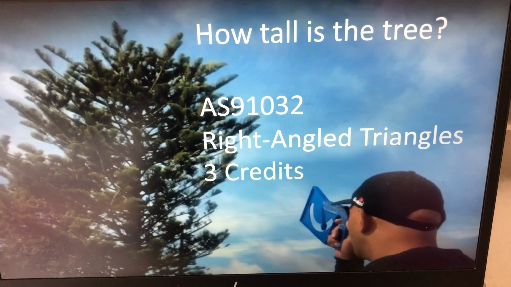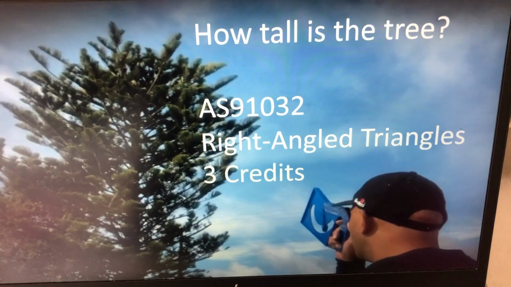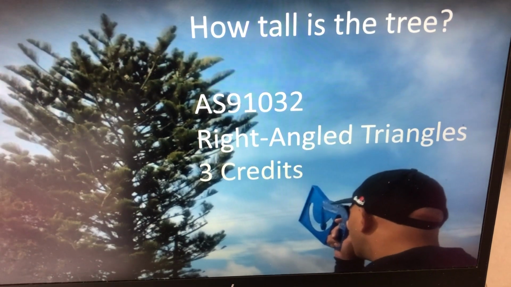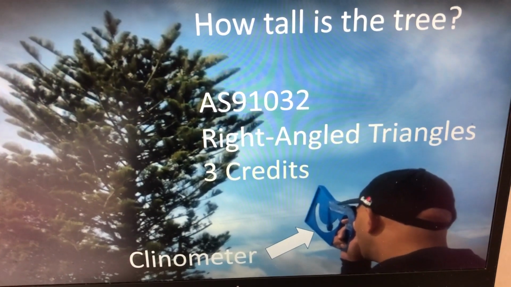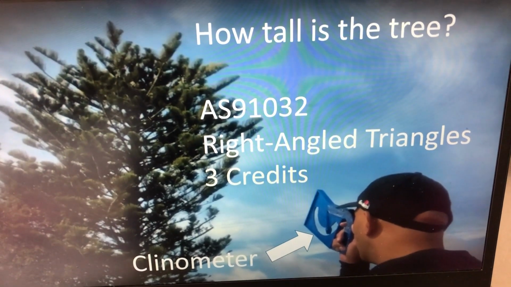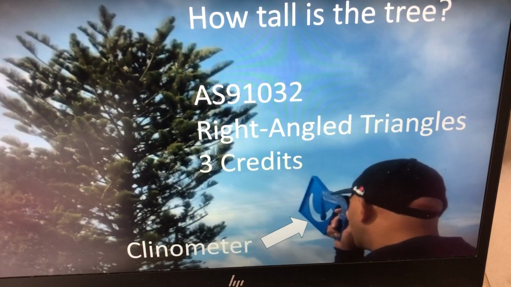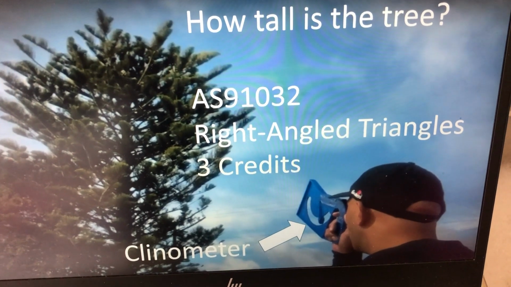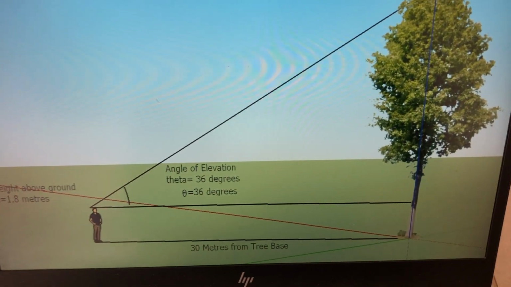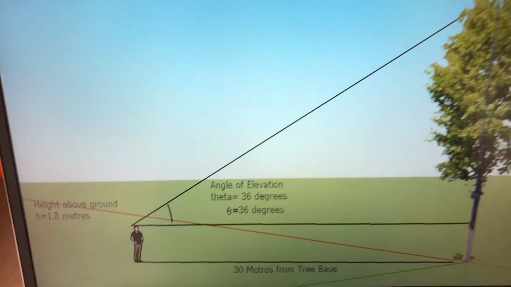Finding out in this particular achievement standard the height of the tree. How tall is the tree? AS91032, 3 credits. How tall is the tree? You'll notice the photograph in front of you uses a clinometer to measure the angle of elevation. This clinometer worked out from the top of the tree down to the observer an angle of elevation of 36 degrees. And you can see that angle of elevation as 36 degrees from the horizontal.